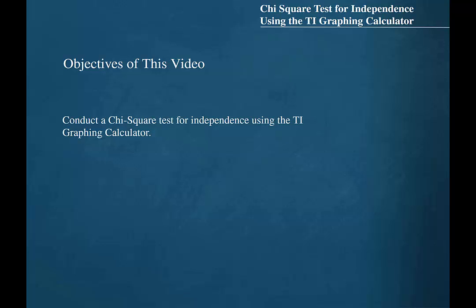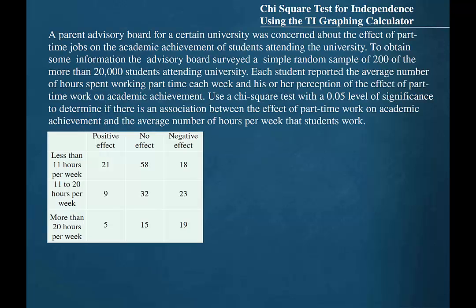The objective for this video is to learn how to conduct a chi-square test for independence using the TI graphing calculator. In a previous video, we conducted a hypothesis test using the critical value and test value method in order to draw a conclusion about the number of hours worked per week by university students and their perceived effect on academic performance. The data consisted of the results of a survey that was separated into categories.